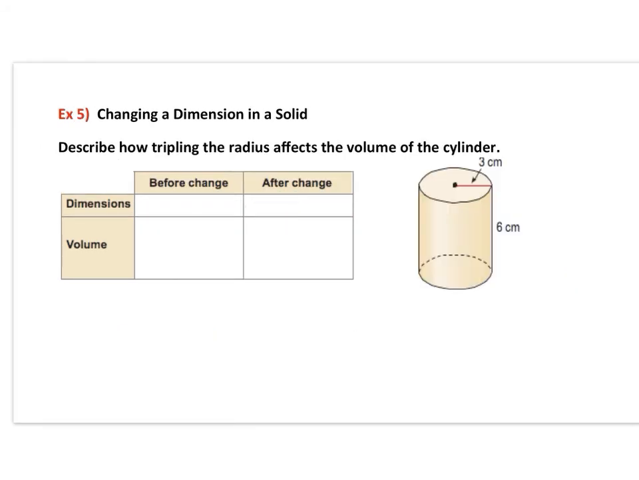So let's see how tripling the radius affects the volume of the cylinder. So before we change, we have a radius of 3 and a height of 6. Plug that into our volume formula for a cylinder, so pi r squared times the height of the cylinder. So 3 squared, which is 9, 9 times 6, which is 54. We'll leave it exact. And let's compare to after the change.